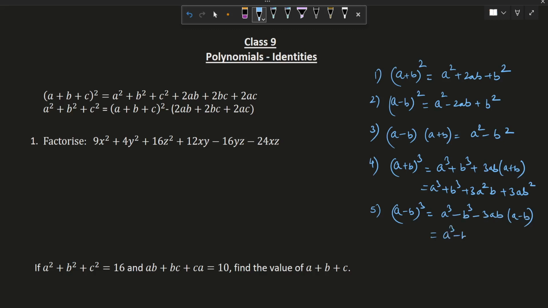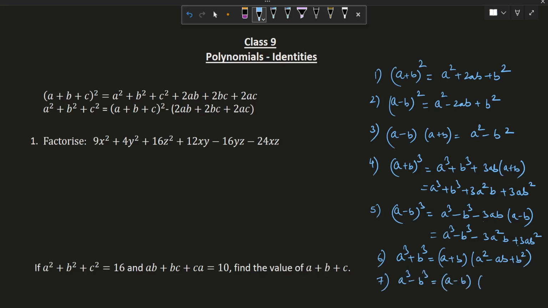So let me just open it up again. 3a square b and plus 3ab square. The plus becomes minus, minus becomes plus. 4, 5. Now the sixth one was what? a cube plus b cube. What was that? (a + b) into (a square minus ab plus b square). In the plus one, there is a negative sign here. Seventh identity was a cube minus b cube. What was that? (a - b) into (a square plus ab plus b square).